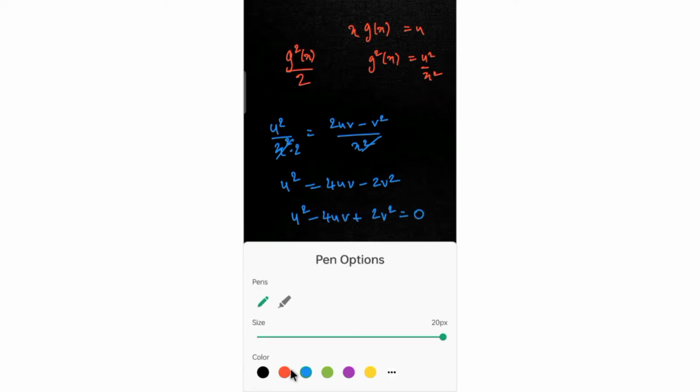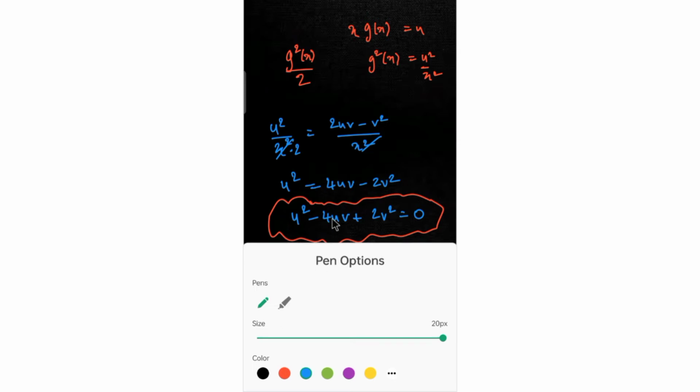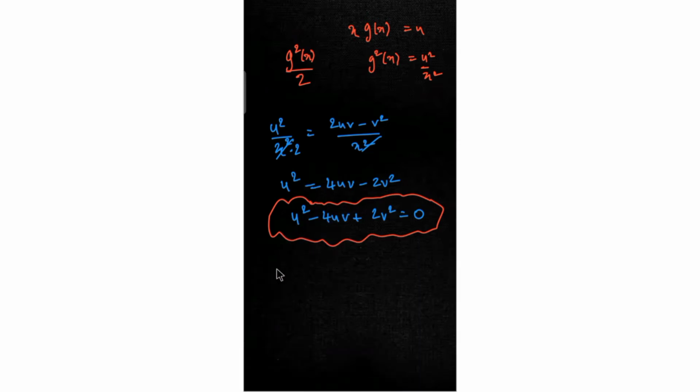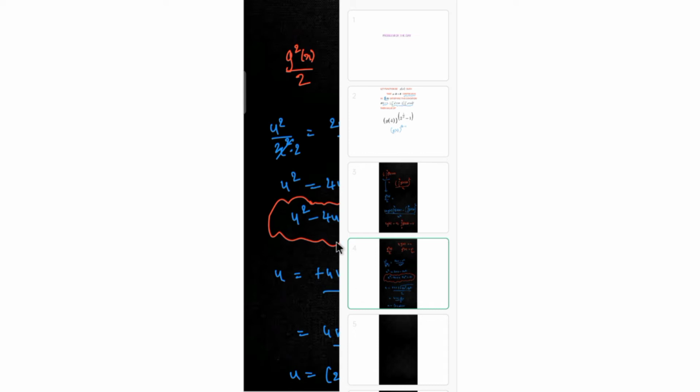So finally I have got a quadratic equation in terms of u, or else you can even assume it's a quadratic equation in terms of v. I'll assume it in terms of u. So using the quadratic formula, we get u is equal to minus b, that is plus 4v, plus or minus root over b square, that is 16v square, minus 4ac. So we get minus 8v square, divided by 2a, which is 2. So we get 4v plus or minus root 8v square divided by 2. So this is basically 2 plus or minus root 2 times v, which is the value of u.